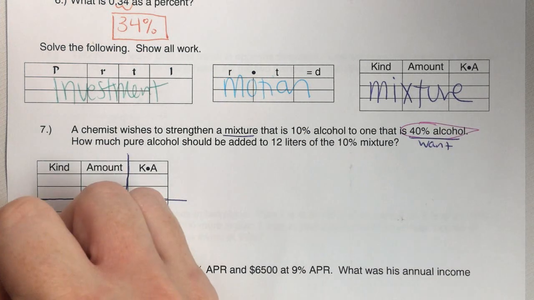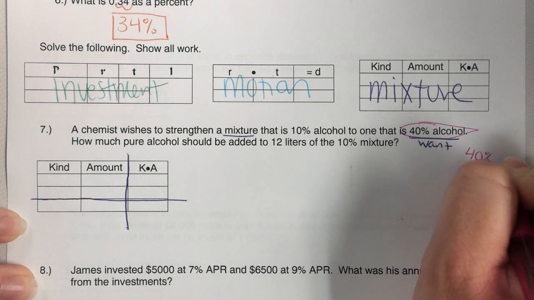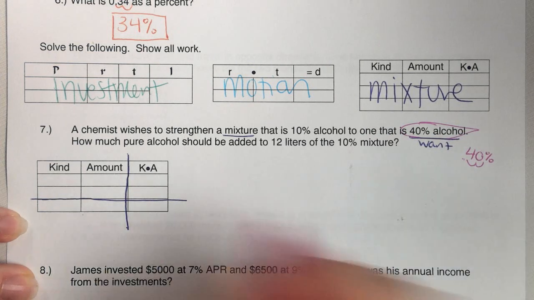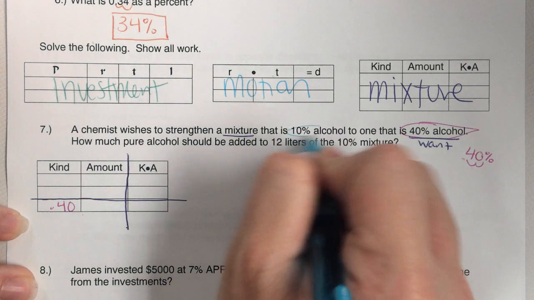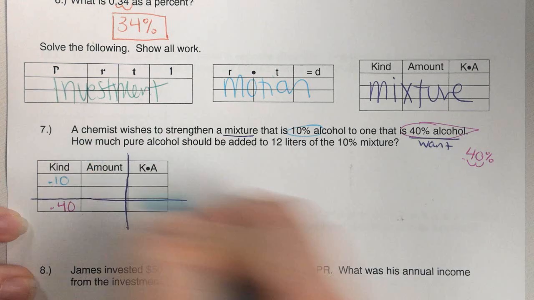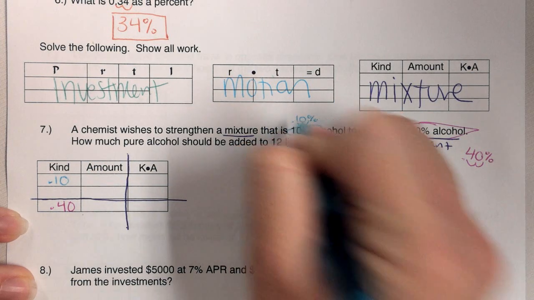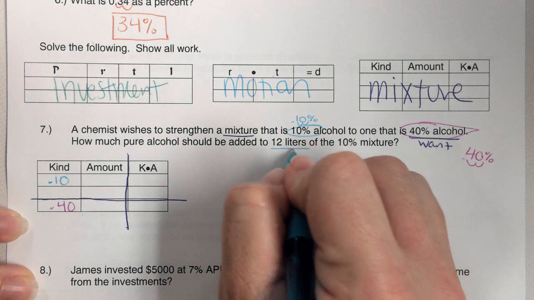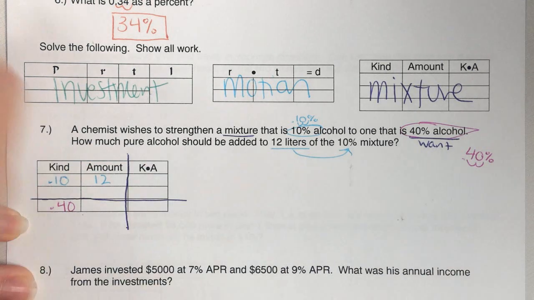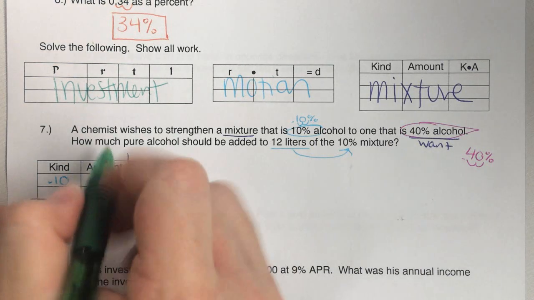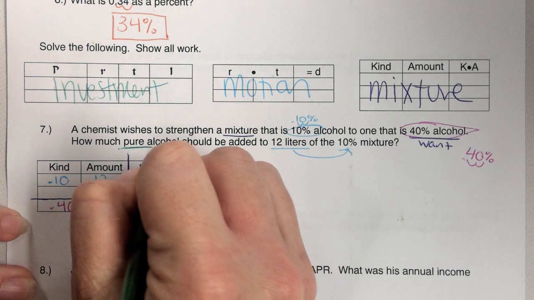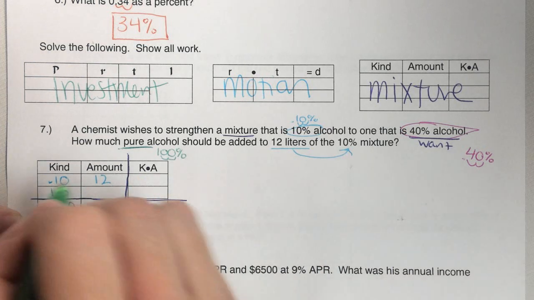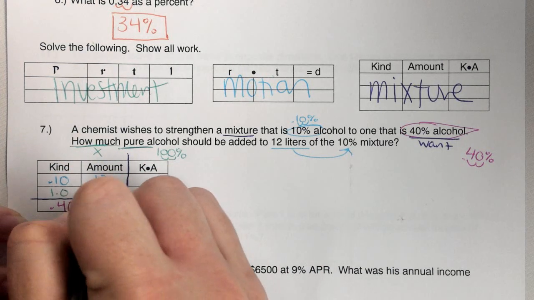the 40%, which as a decimal, I move it to the left twice, and it becomes 0.4 or 0.40, either way. Okay, and then it says a chemist, so we know we have a 10%, which is 0.10. And it also says 12 liters of 10%, so I know this is 12 liters. It says how much pure, which is 100% alcohol should be added. Well, if I change that to a decimal, I get 1.0. And it says how much, we don't know, so we use X.